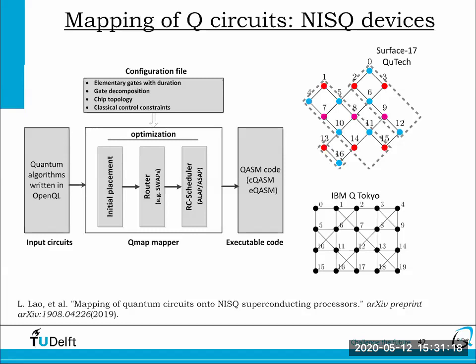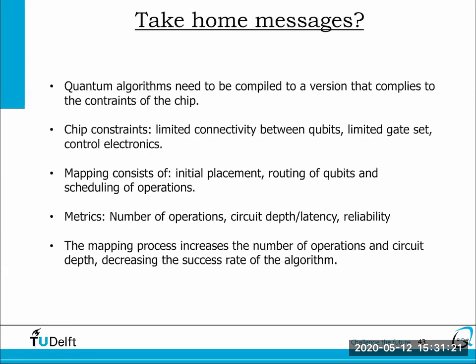So with this, I would like to finish the lecture. What we have learned today, or I hope you have learned today, is that quantum algorithms need to be compiled or mapped to a version that complies with the constraints of a chip. These chip constraints may vary between different processors and technologies, but they can usually be summarized as limited connectivity between the qubits, limited gate set, and the use of shared control electronics. And the mapping consists of three main steps: the initial placement or mapping of qubits, the routing of qubits when they are not nearest neighbor, and the scheduling of operations.